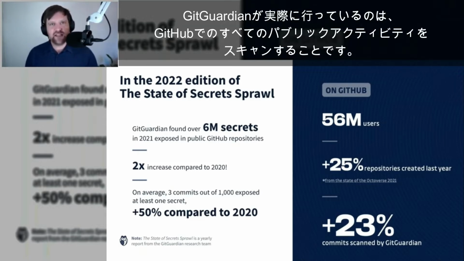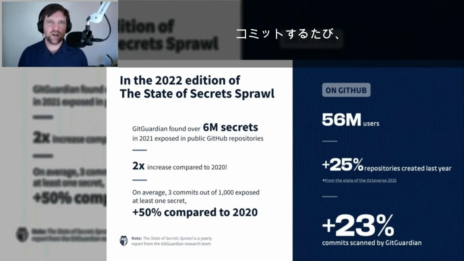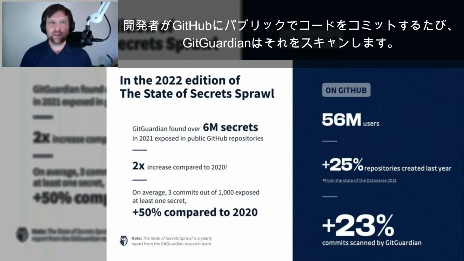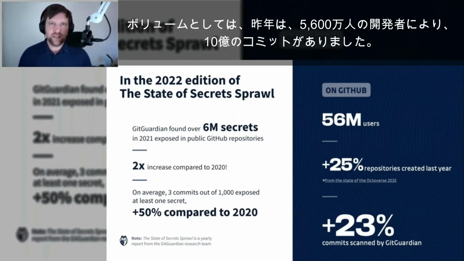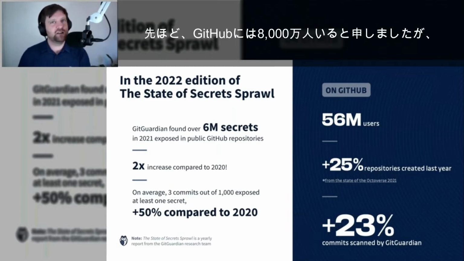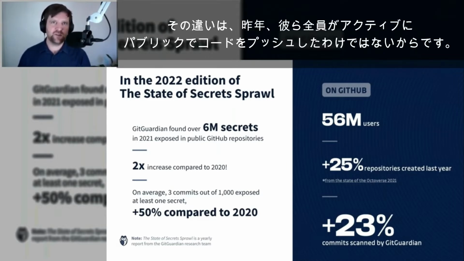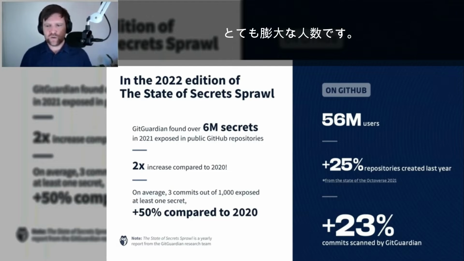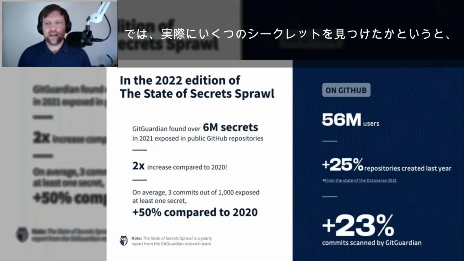So what GitGuardian does is we scan every single public activity on GitHub. Every time you commit, if you're not familiar with the word commit, you can think of it like upload, every time a developer commits code publicly to GitHub, GitGuardian will scan it. To get an idea of the volume, there were 1 billion commits last year by 56 million developers. I said that there's 80 million on GitHub. The difference is that not all of them pushed code actively publicly last year, but 56 million of them did. So huge numbers. So how many secrets did we actually find?